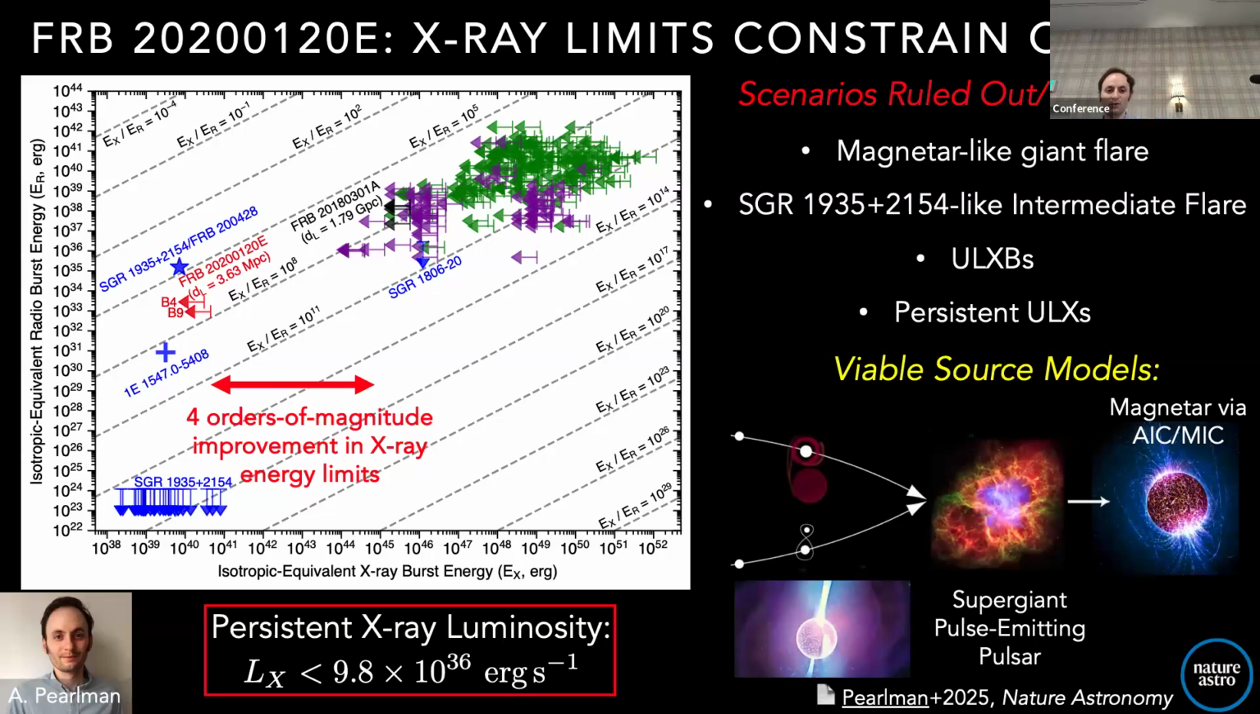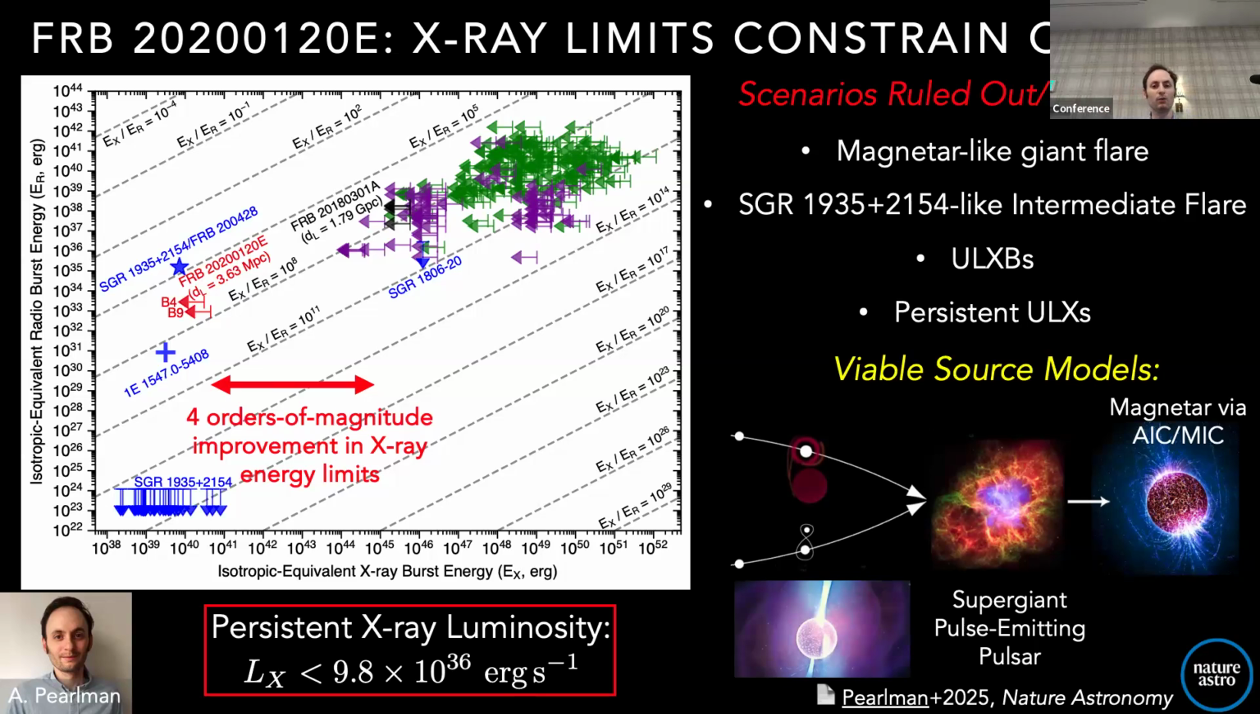So the plot on the left shows the limits that we place in red, and the limits of repeating FRBs are in purple, and non-repeating FRBs are in green. And the improvement is something like 4 orders of magnitude just because of the proximity of the source and the exquisite sensitivity of the X-ray instruments used. And you're really getting into the regime of galactic sources, which are indicated by these blue points, SGR 1935, and this other magnetar 1E 1547, which has also been observed to produce FRB-like emission.